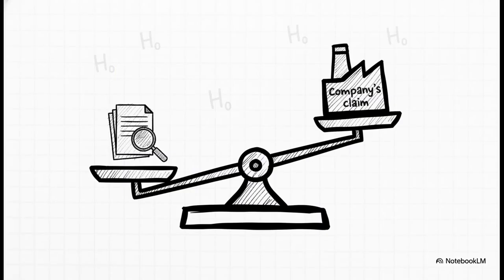So, what's the final verdict? Well, in the formal language of statistics, we say we failed to reject the null hypothesis. All that really means in plain English is that, based on our sample, we just don't have enough evidence to call the company liars. For all we know, the true standard deviation really could be 2.